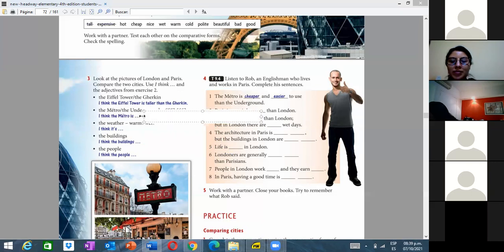1. The Eiffel Tower is taller than the Gherkin. 2. The underground's more expensive than the metro. 3. Paris is warmer than London. 4. Paris is wetter than London. 5. I think the buildings in Paris are more beautiful. 6. I think the people in London are nicer.